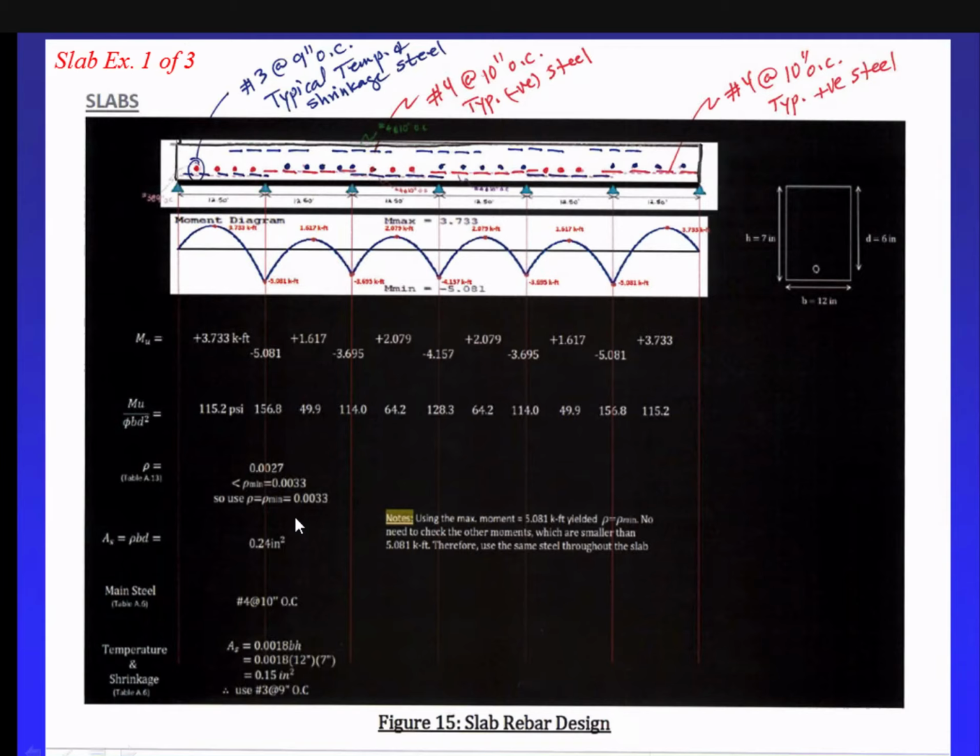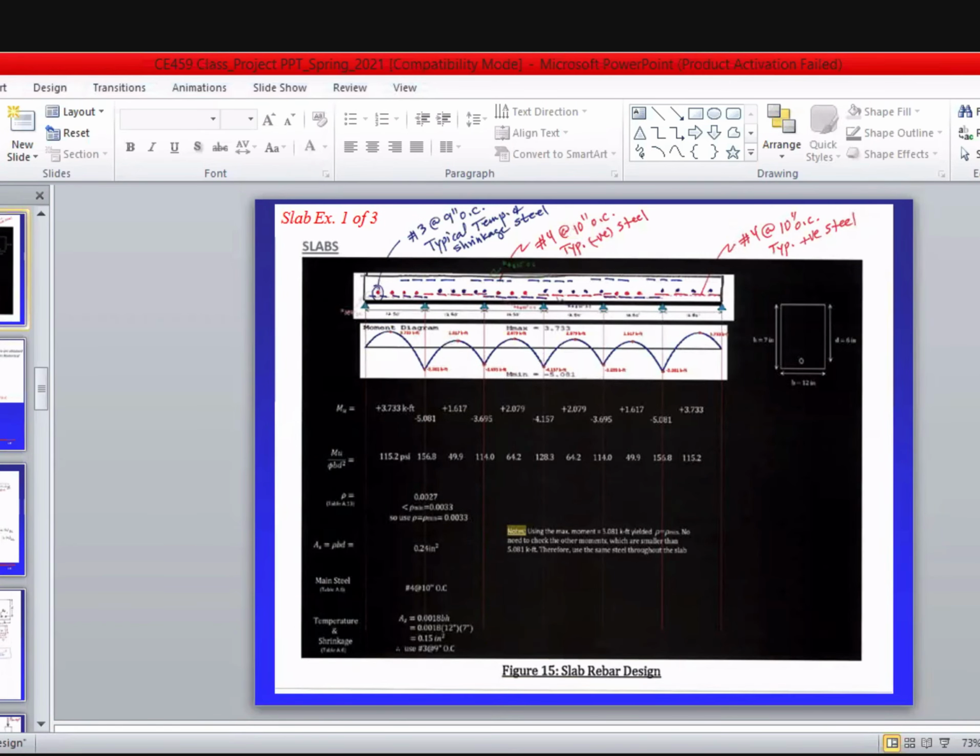All right. Once we get rho minimum, we have that. Then we need to get the area of steel. What is As equal? Rho b d, just like the beam. Rho is 0.0033, b is 12 inches, d is 6 inches. I can get my As equal 0.24 inches squared. Okay? 0.24 inches squared. All right? Any question on that? Okay, let me go to the digital. I want to show you the slab table anyway. I know I did before, but it's good to do it again. Let me do that.